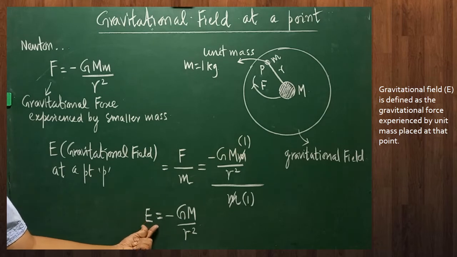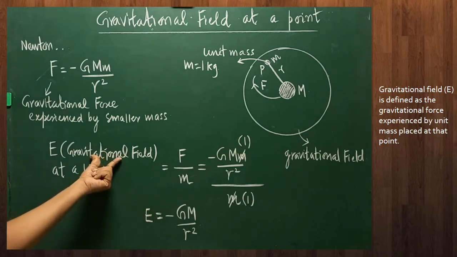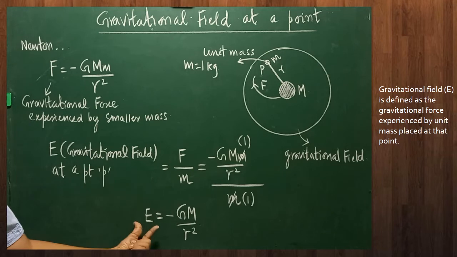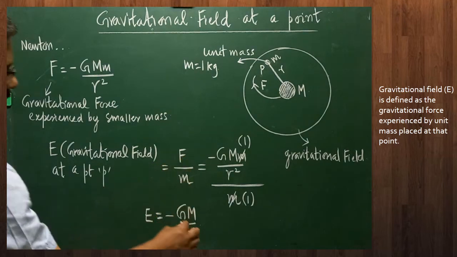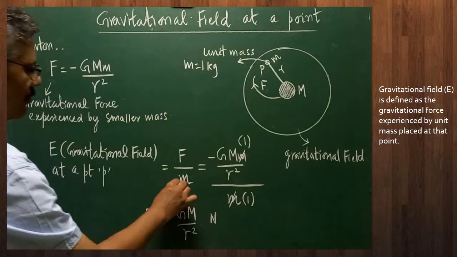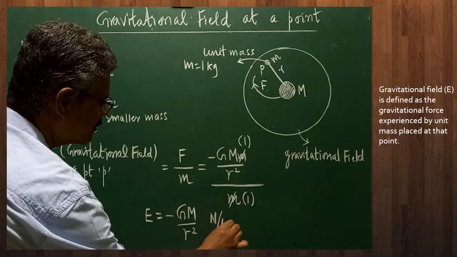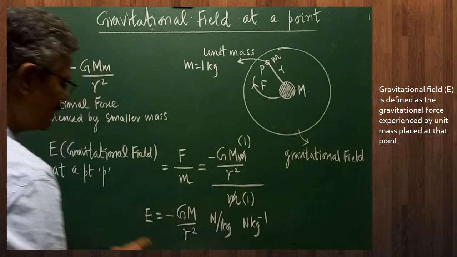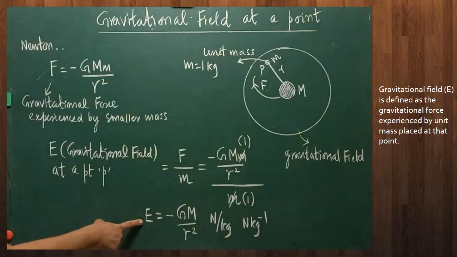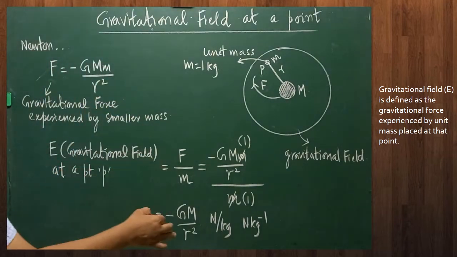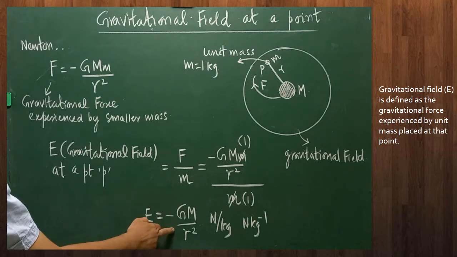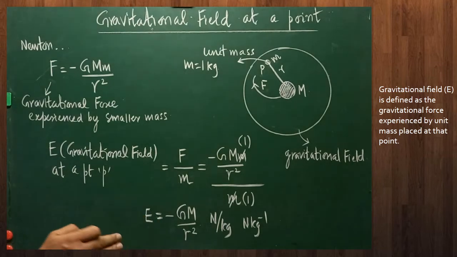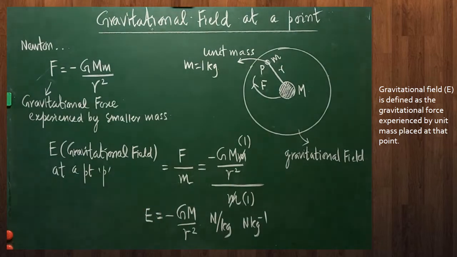What is E? E is nothing but gravitational field. It can also be called gravitational field intensity. And here the force is measured in terms of Newton and mass is measured in terms of kg. So Newton per kg, N kg inverse, is the unit of gravitational field. So this is a very fundamental formula that must be known. Without knowing this fundamental formula, we can't learn the remaining things.